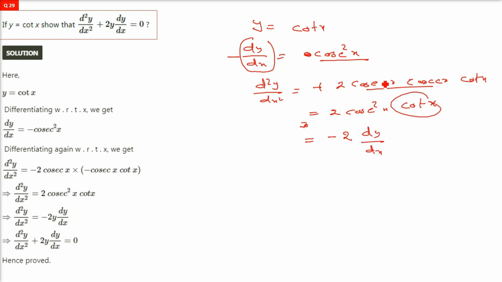Then we have cot x here. So this is y only, cot x is y only. So d2y by dx2 is minus 2y dy by dx. Bring that right hand side on the left hand side. So it will be plus 2y dy by dx, and that is going to be equal to 0.